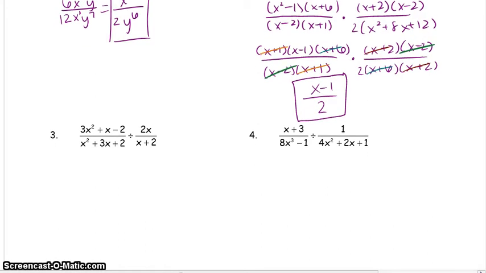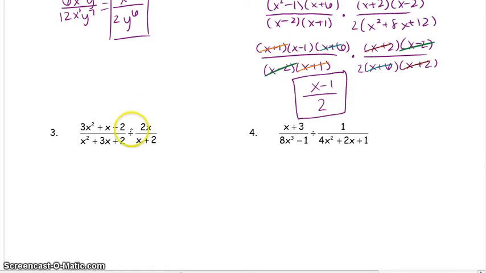Now, let's look at number 3. It's a little bit different because we have division. Every time we see a division, we need to think multiply by the reciprocal. Because whenever we divide by a fraction, that's essentially what we're doing, multiplying by the reciprocal. So we're going to have to flip our second fraction. So this is going to be x plus 2 over 2x, and we're multiplying this by our first fraction here.